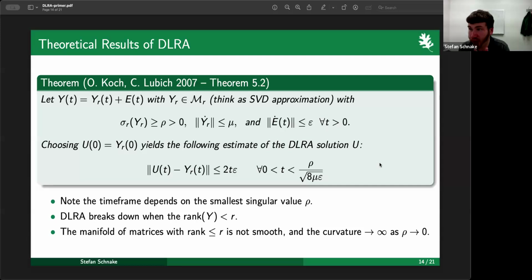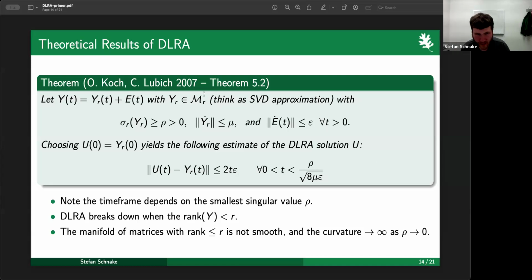Okay, so theoretically, how good is this? This is straight from Ludwig's paper, just a quick theoretical result on how this actually does. Suppose your true solution y is given by some rank R approximation y sub r and some error term e. You could think of y sub r as an SVD. It doesn't have to be, but you can think of it as the rank R truncation.